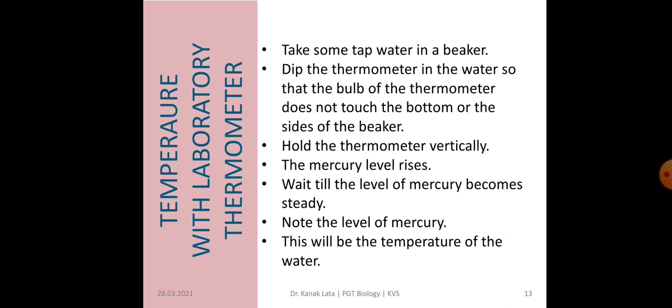How will you measure temperature with a laboratory thermometer? Suppose the laboratory thermometer is present. Then take some tap water in a beaker. Then dip the thermometer in the water so that the bulb of the thermometer does not touch the bottom or the side of the beaker or container, whatever you are taking. Hold the thermometer vertically with the help of thread or certain objects, so that the bulb does not touch the side or the bottom of the container.